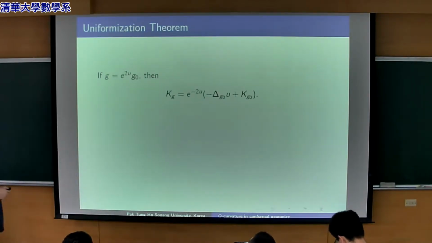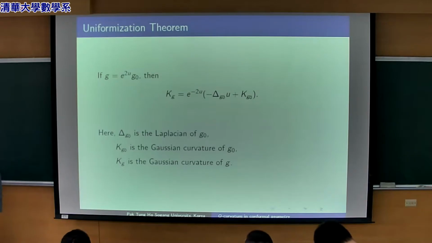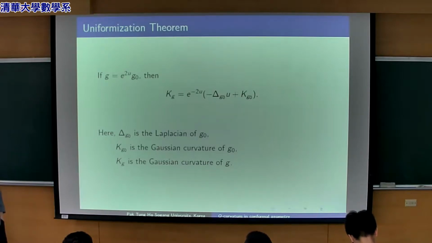And this can in fact be stated as a problem or a theorem in PDE. If you write your conformal metric g as e to the 2u multiplied by g naught, then we know that the Gaussian curvature changes in this way. Here, this is the Laplacian of g naught, this is the Gaussian curvature of g naught, and this is the Gaussian curvature of g. So the uniformization theorem says we can always solve this elliptic second order PDE such that the left-hand side is constant, if you put it as a PDE.